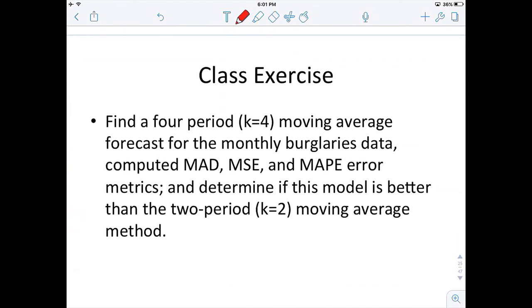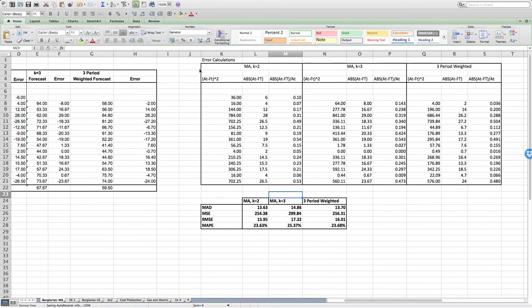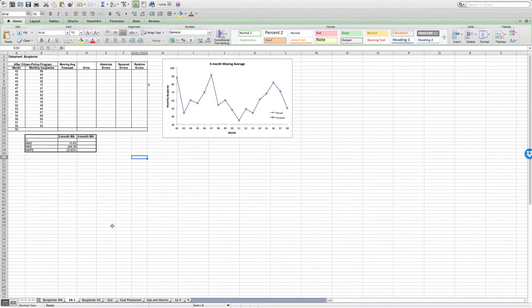Alright, here's a quick class exercise. Let's work on it together. It says: find the 4-period, k is equal to 4, moving average forecast for the monthly Berkeley data, compute MAD, MSE, MAPE error metrics, and determine if this model is better than the 2-period, k is equal to 2, moving average method. Alright, so we have to switch to Excel, and it is on the EX1 spreadsheet.